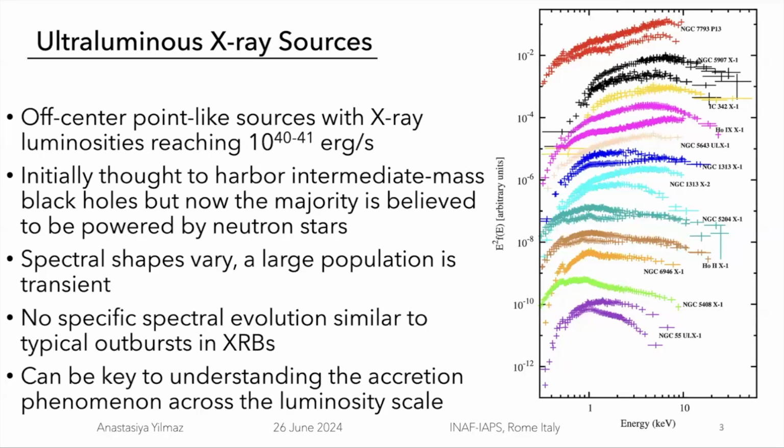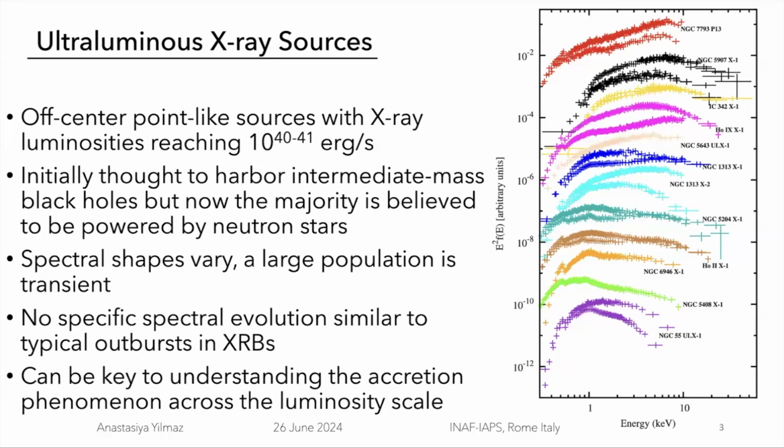In the early 90s they were thought to harbor the best environment to have an intermediate mass black hole. But in 2014, if I'm not mistaken, we were able to see pulsations coming from them. So now there's a growing population of detected neutron stars, and it is now believed that the super-Eddington luminosities can be powered by neutron stars. Although it still does not eliminate the possibility of intermediate mass black holes, identifying them at such large distances is very difficult through dynamical mass measurements.